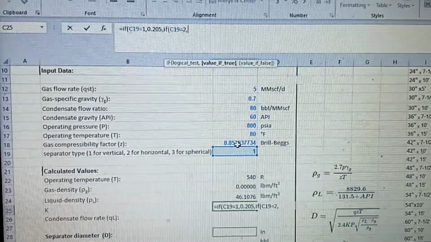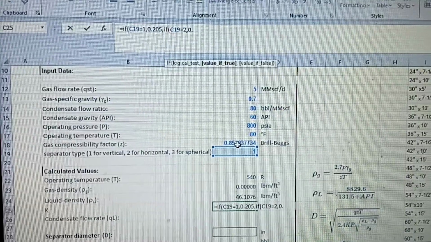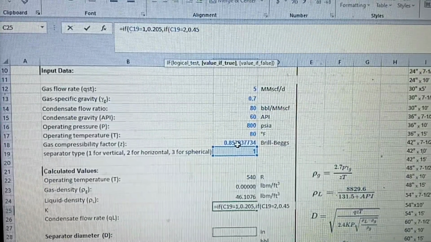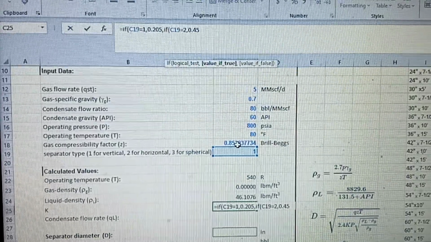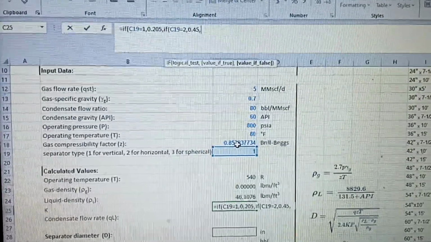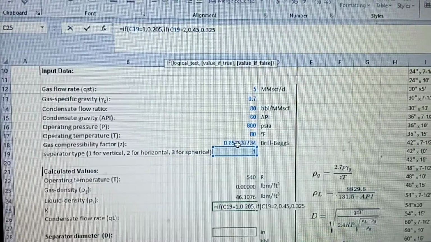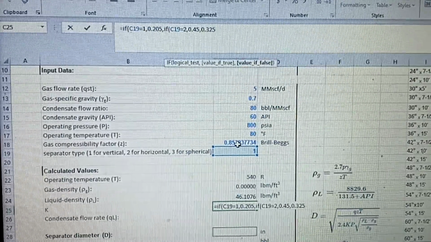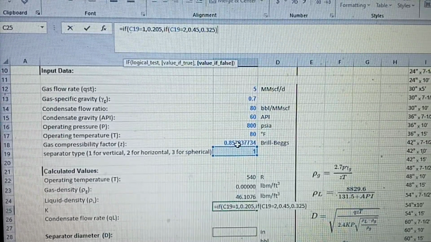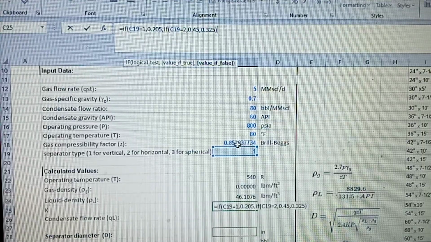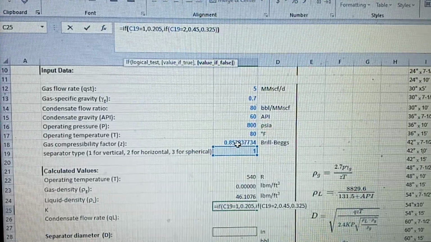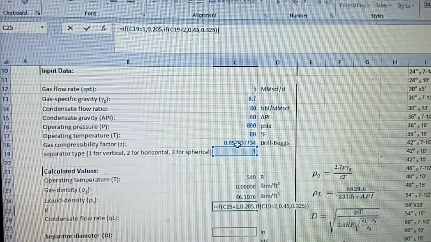So that should be 0.45. Otherwise, there's only one option left. Otherwise, you put 0.325. It means it's spherical. So I close this if. Then I close the overall if, the last. So 2 brackets end it.